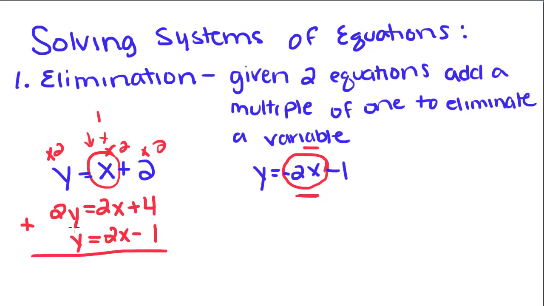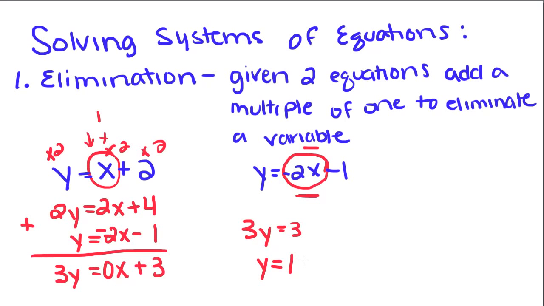So 2y plus y gives you 3y. 2x plus a negative 2x gives you 0x. And 4 plus negative 1 gives you positive 3. So now we have 3y is equal to 3. If you divide by 3, you get y is equal to 1.